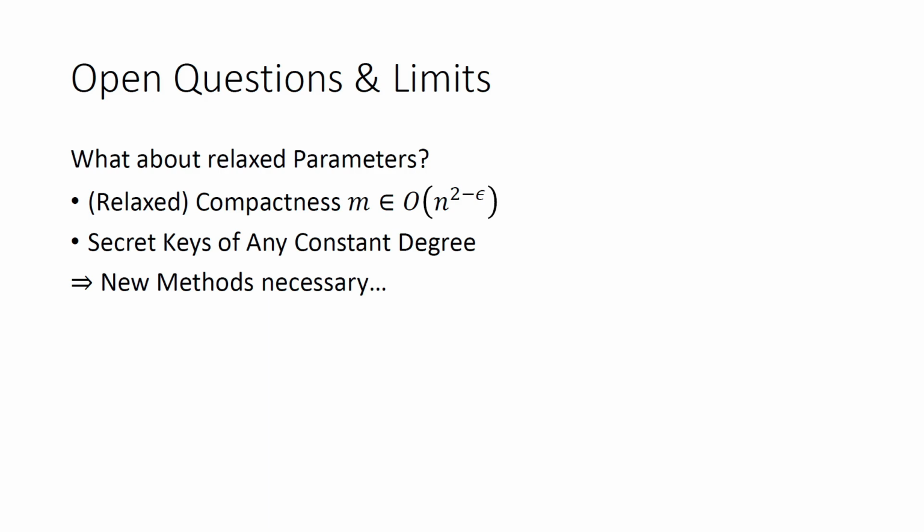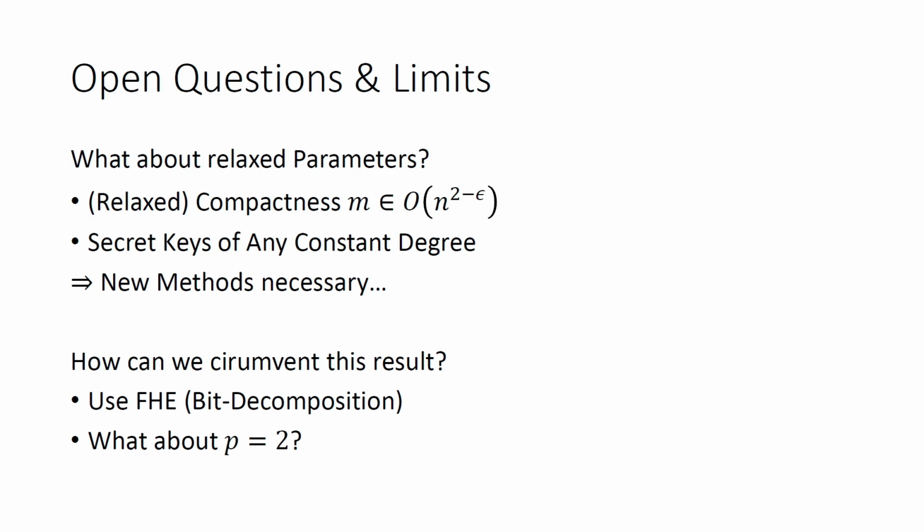Okay, so I'm going to spend a lot of time on open questions. So parameter restrictions were very strict. We required linear compactness, but what about relaxed compactness? What if the ciphertext size is maybe larger than n, or superlinear, but still subquadratic? What about that? And what if secrets are of any constant degree? And I looked at this exhaustively in my PhD thesis. And unfortunately, we're going to need new methods for this. With the QA methods, there's no way to prove a more general lower bound here.